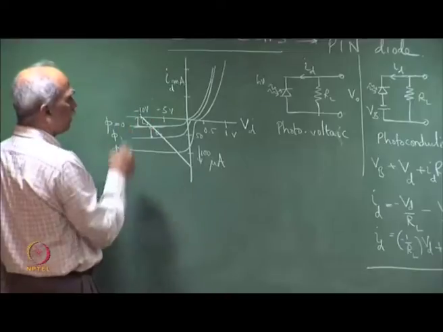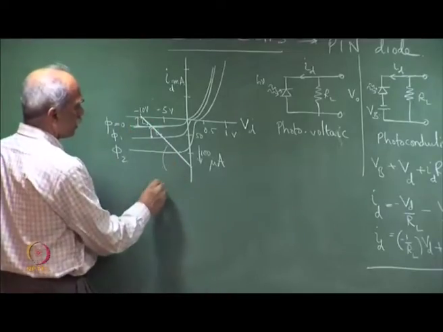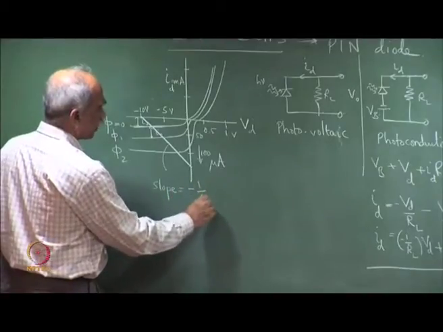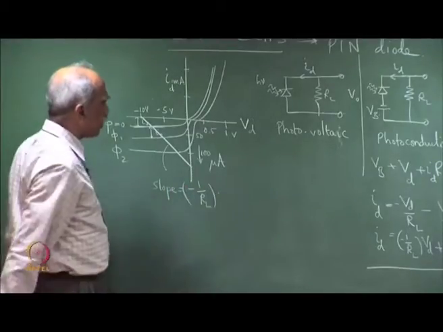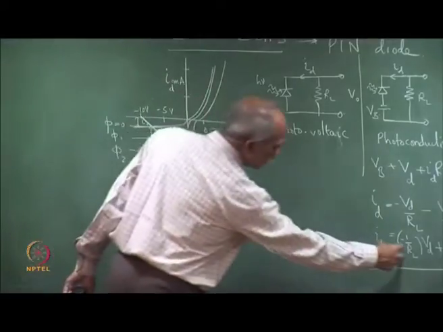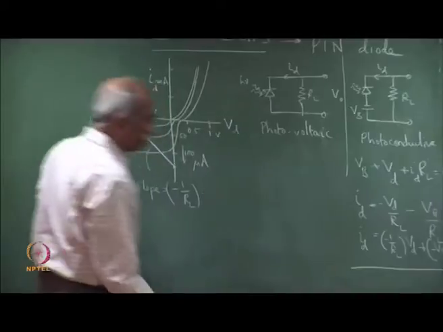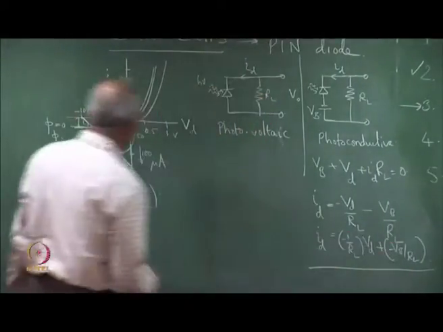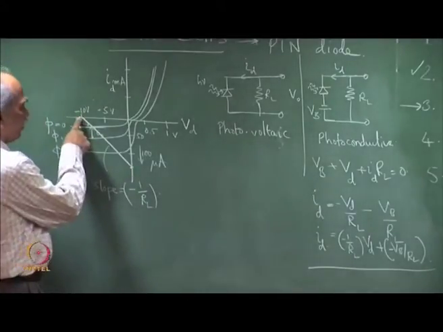So, this is the load line. The slope is negative, equal to minus 1 over R L, and this value here is nothing but V b by R L, because when V d is equal to 0, I d is equal to V b by R L here, and this is V b.